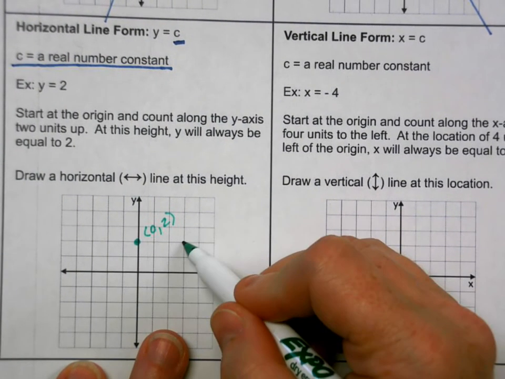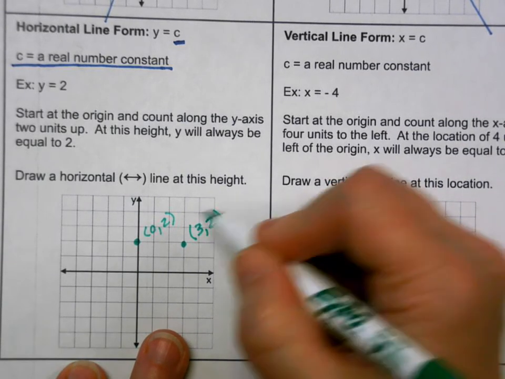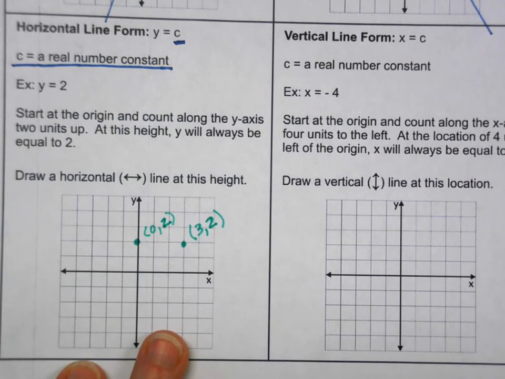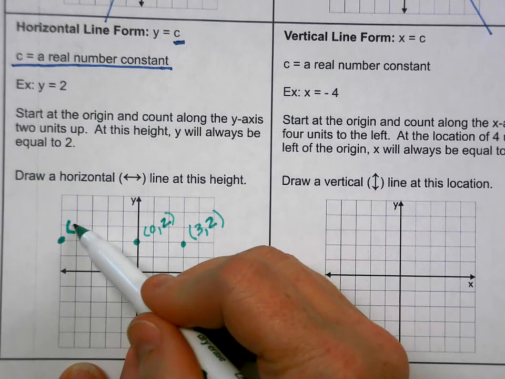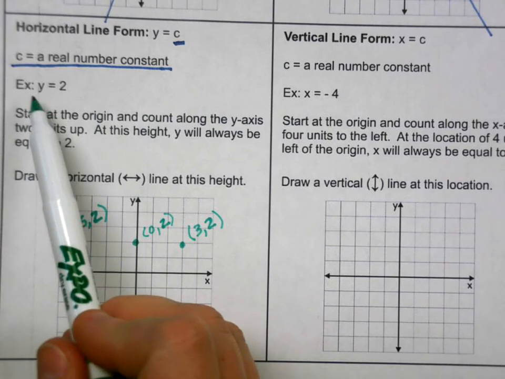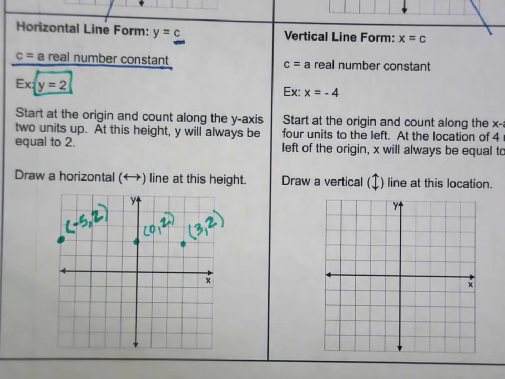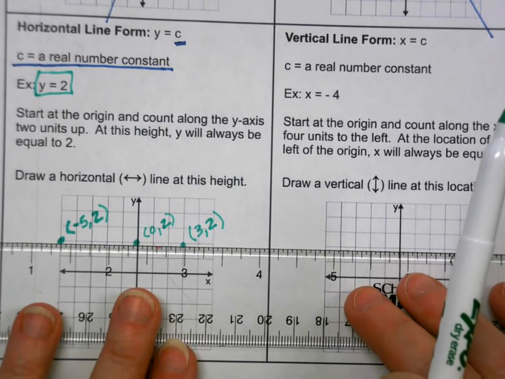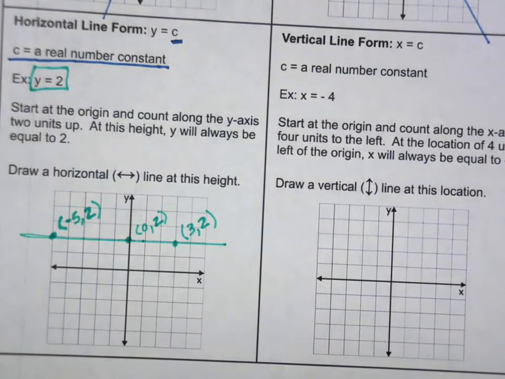But if I put a point right here, this is (3, 2). Is my y not also 2 on that point? What if I come over here? Is my y not also 2 at this point, (-5, 2)? So when we have an equation that says y equals 2, y equals 2 on this whole line. That's why we get a horizontal line for y equals 2, or y equals any number.